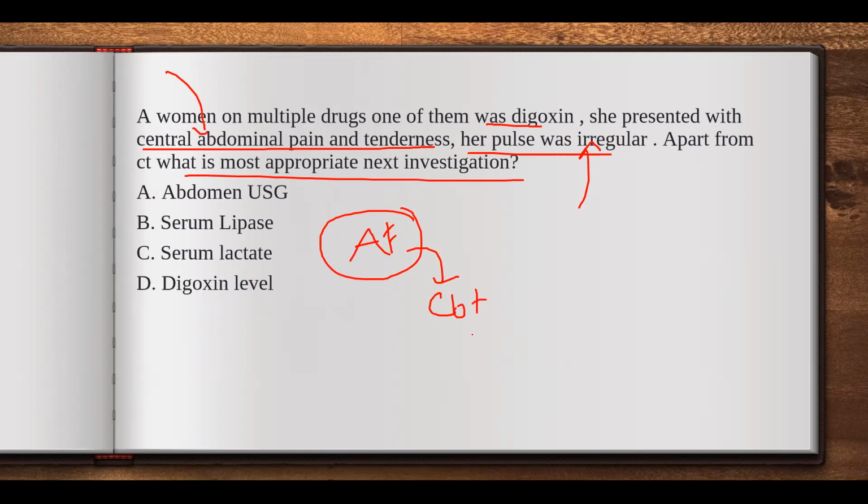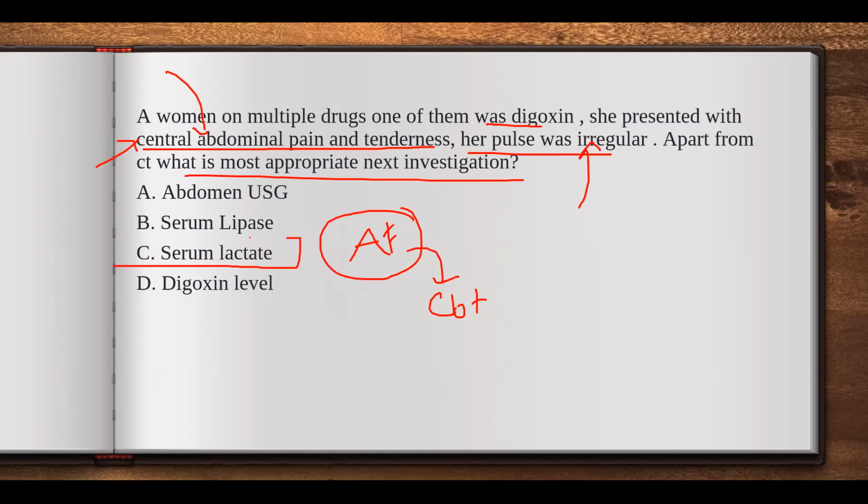Atrial fibrillation can cause a clot, and from that clot, one of the emboli can be dislodged and enter into the superior mesenteric artery, causing blockage of the gut's arterial supply. What do we call that? Mesenteric ischemia. And mesenteric ischemia comes with central abdominal pain and tenderness. So that's a complication of AF. So in an AF patient with central abdominal pain and tenderness, especially an elderly patient above 60, we should always think about mesenteric ischemia. So what is the next investigation for someone you suspect of mesenteric ischemia? Next, abdominal ultrasound, lipase, lactate, digoxin level.